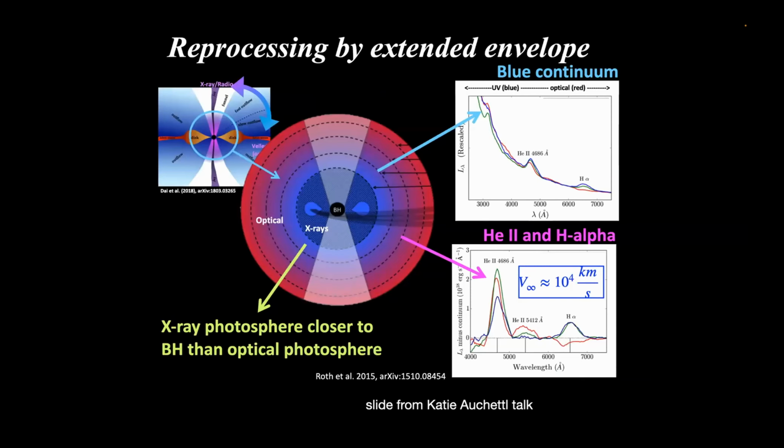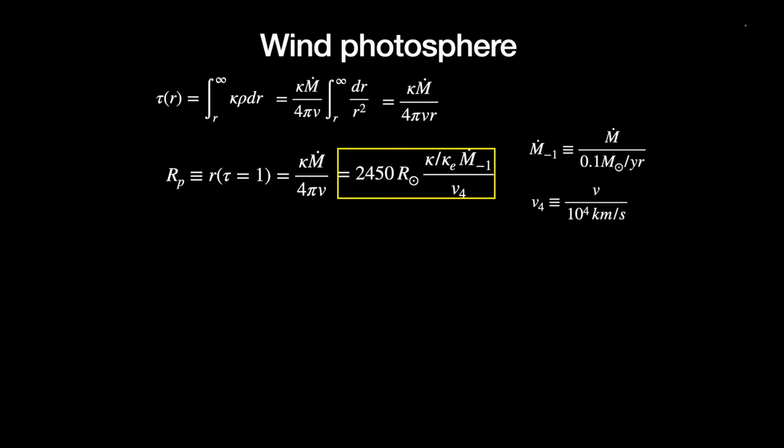And the other thing I want to point out is that you see these emission lines of H alpha and helium. And basically those are very broad, and they're telling you that there's something flowing at very high speed, about 10,000 kilometers per second. And in principle, you could use the strength of those lines to infer something about the mass loss rate, but I'm going to talk about a much simpler approach.